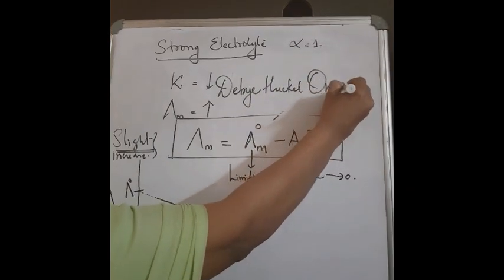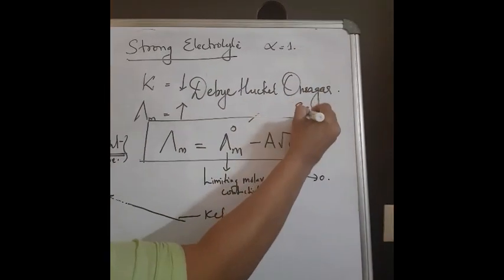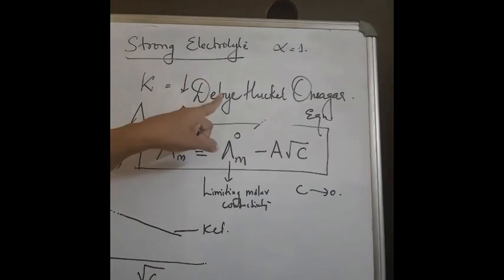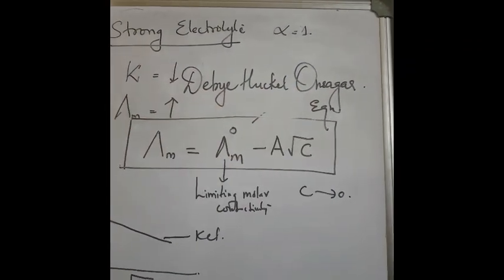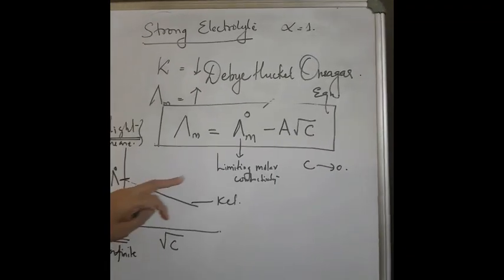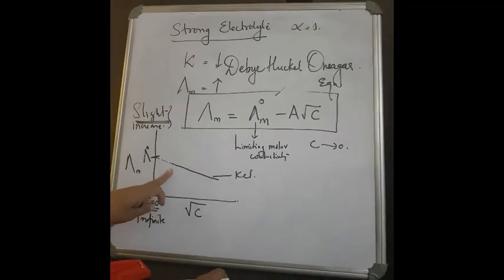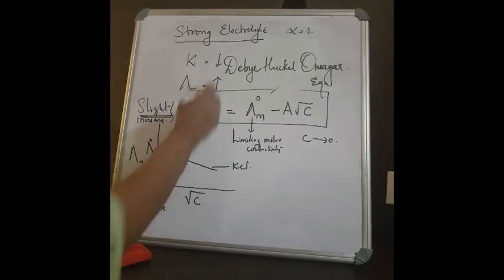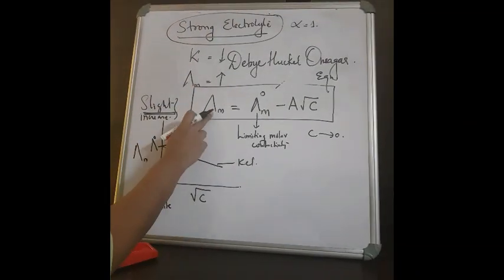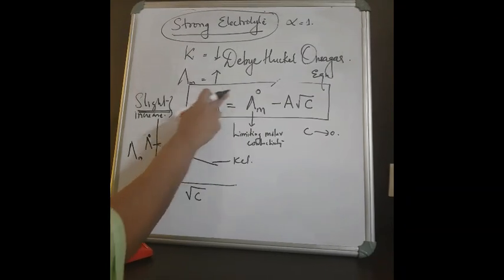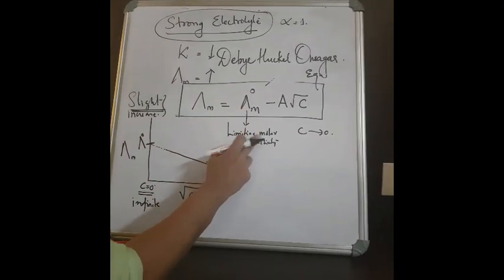So this equation is a named equation, called the Debye-Huckel-Onsager equation. So you understood? From this graph you can find the limiting molar conductivity of a strong electrolyte. Now what is lambda m? It is the molar conductivity. What is lambda 0 m? It is the limiting molar conductivity.